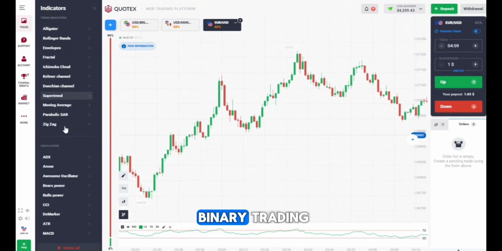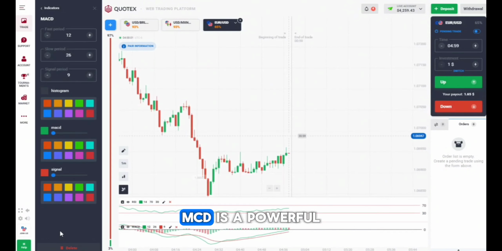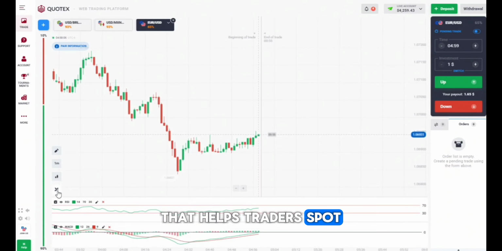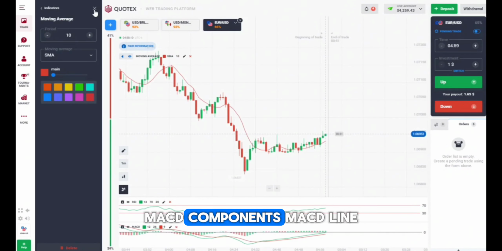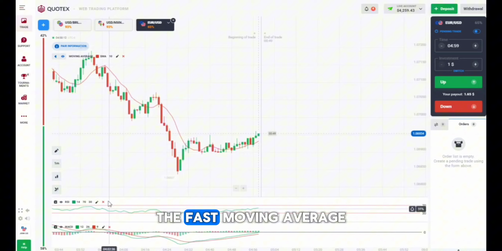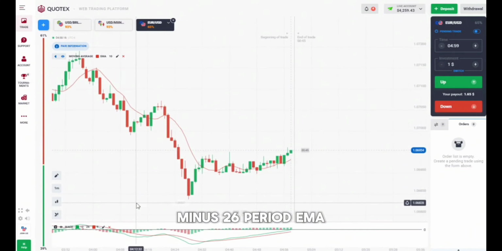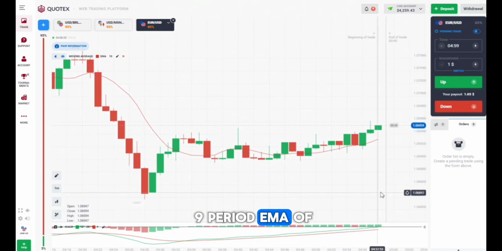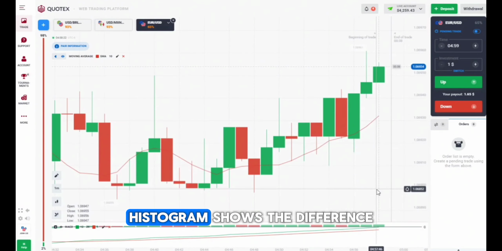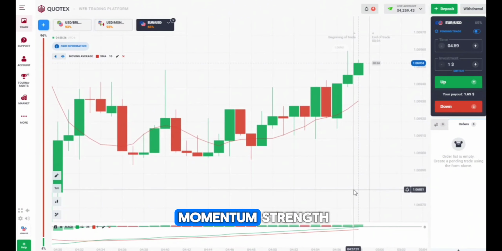MACD indicator for binary trading. The Moving Average Convergence Divergence (MACD) is a powerful momentum indicator that helps traders spot trend changes and make informed decisions. MACD components: MACD line, the fast-moving average, 12-period EMA minus 26-period EMA. Signal line, the slow-moving average, 9-period EMA of the MACD line. Histogram shows the difference between the MACD and signal line, indicating momentum strength.